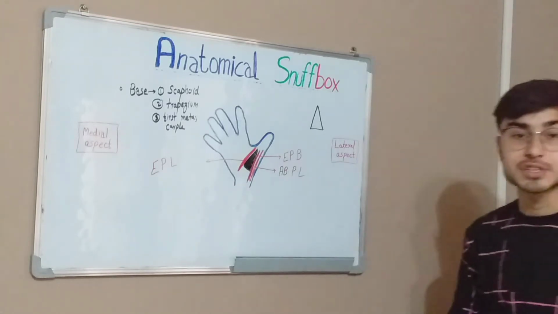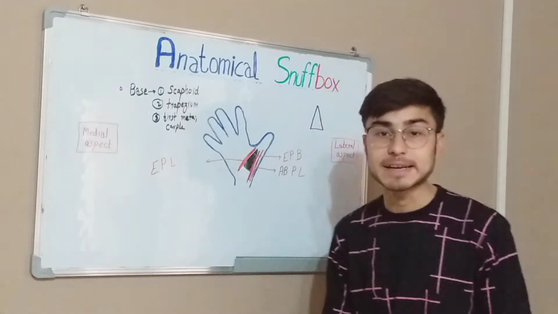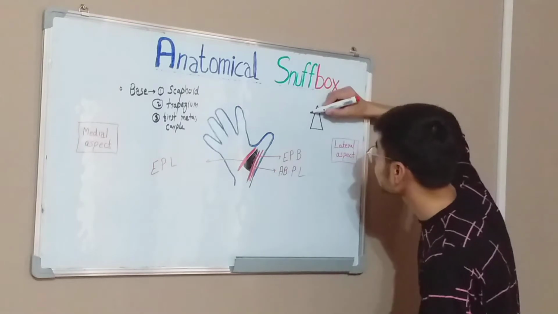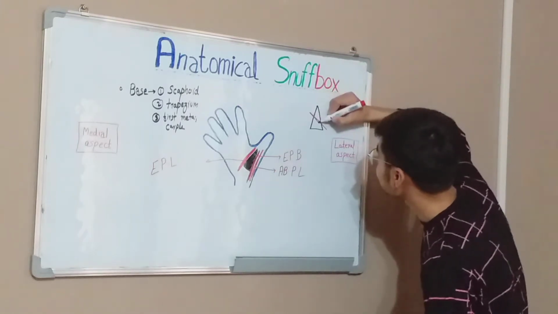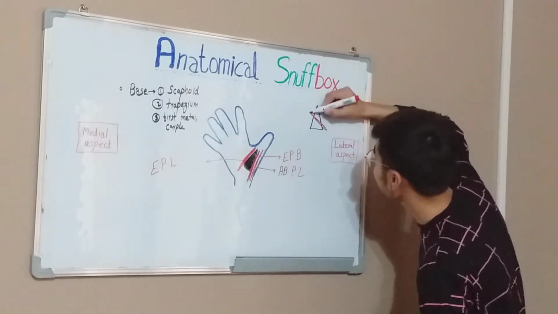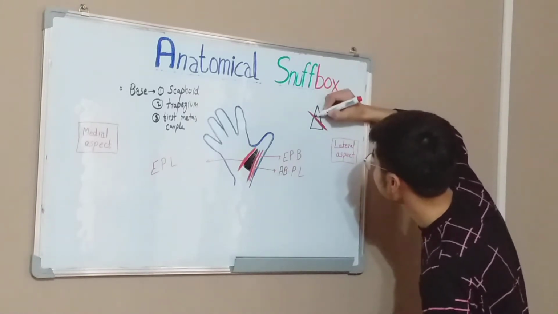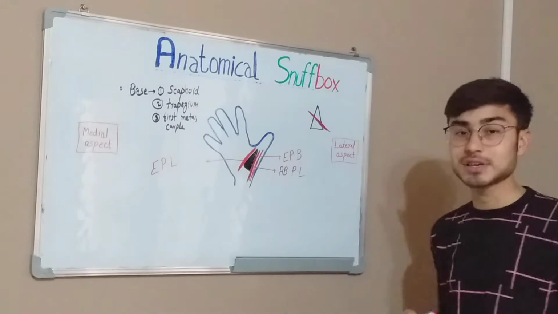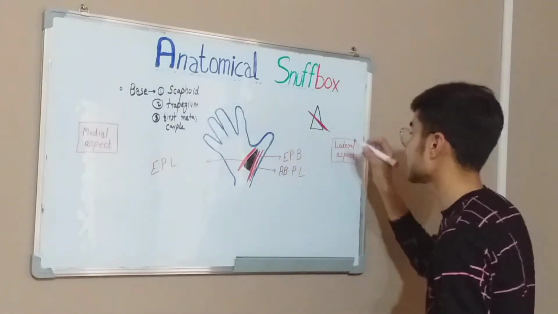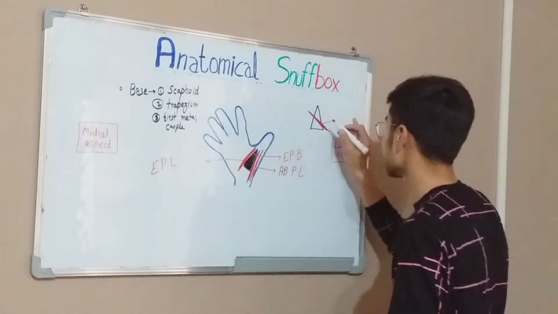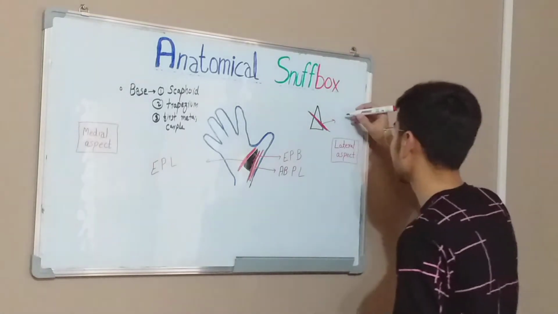The first structure that I'm going to draw is the radial artery, right? The radial artery passes obliquely across the anatomical snuff box, as you can see. So this structure indicates the radial artery.